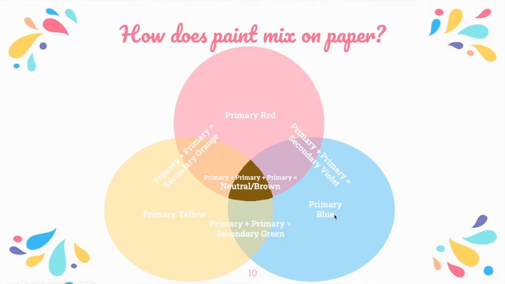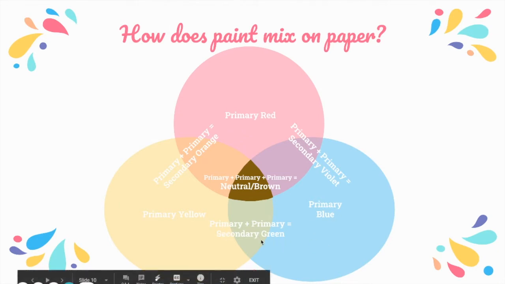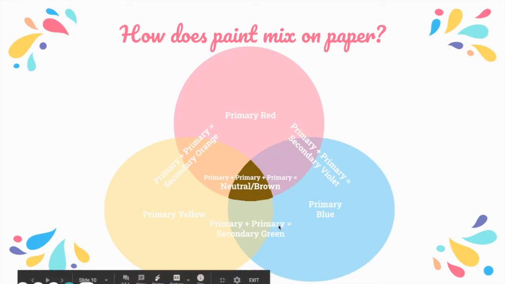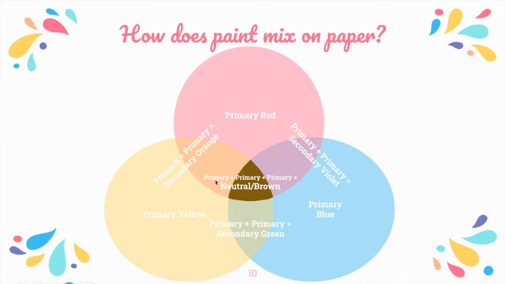Now you could take a primary blue and a secondary green and you can create a tertiary blue-green. You can make tertiary colors by mixing a primary and a secondary color to get that intermediate in-between color. So red-violet, blue-violet, blue-green, yellow-green, yellow-orange, red-orange. But with paint, when you mix all of the colors together, so the three primaries, if you mix red, yellow, and blue together, you'll get a muddy color, a neutral color, or a brown.